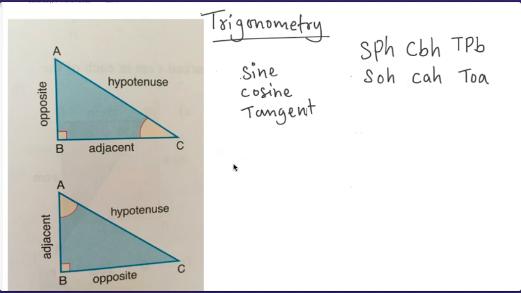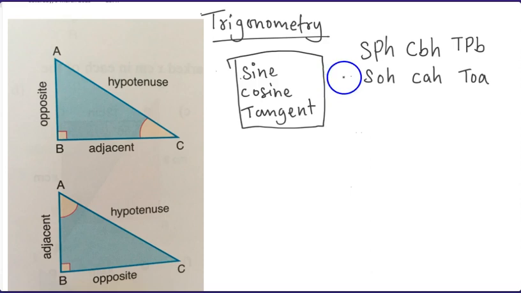Okay, hello guys, today we are going to see about trigonometry. So when we talk about trigonometry, we have three basic ratios: sine, cosine and tangent. Here we can see these are the three basic ratios in trigonometry. So we must remember these three things: sine, cosine and tangent.